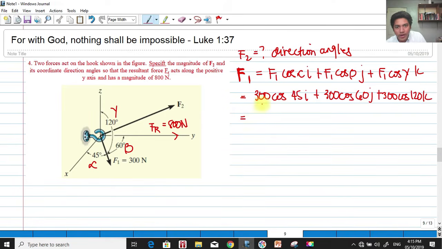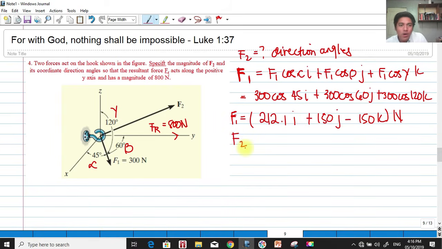If we evaluate this, 300 cosine 45 is 212.1 i. 300 cosine 60 is 150 j. 300 cosine 120 is negative 150 k. And this is the Cartesian vector form of F1 in terms of newtons. Okay, how about the F2? The F2, we don't know.